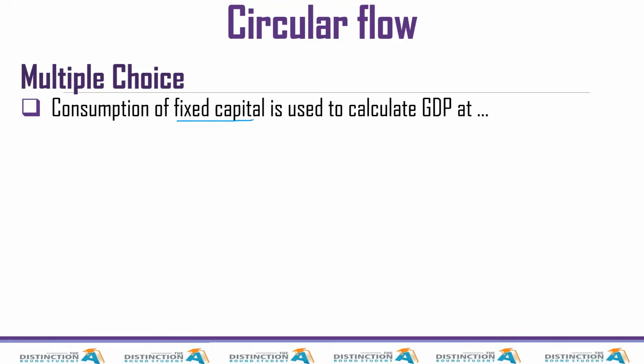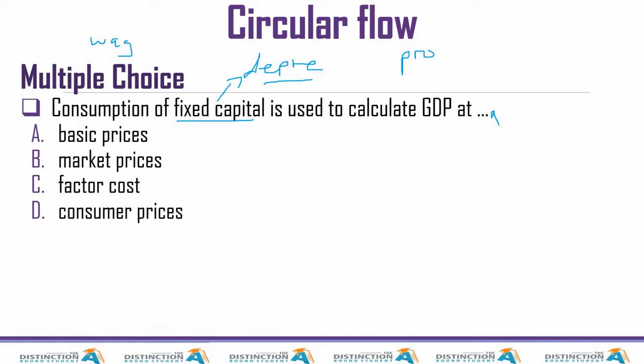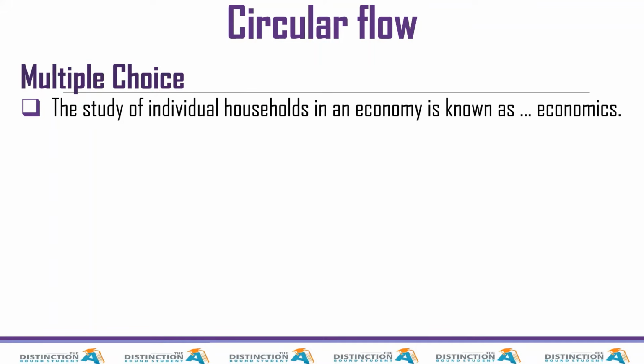Consumption of fixed capital is used when calculating GDP at what? Let me give you a clue. I told you that this one is depreciation. So when did we talk about depreciation? Remember, it was the same time we talked about profit, net operating surplus. It was the same time we talked about wages, gross salaries and wages. What are salaries and wages? Come on. Do you think they are basic prices? You think they are market prices? You think factor cost or consumer prices? Right. We will be calculating at factor cost.